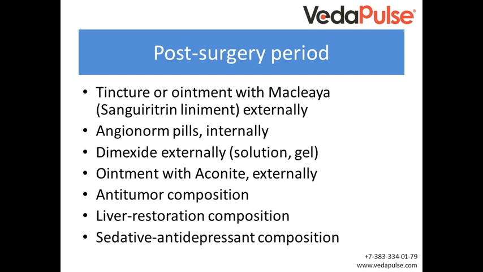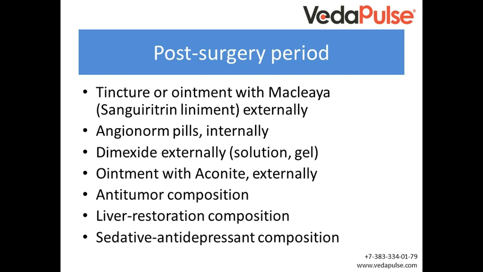Another name of Demixide is dimethyl sulfoxide. Professor Grigorovich wrote an article on the usage of this remedy in different types of cancer, in various forms and localizations of the cancer.